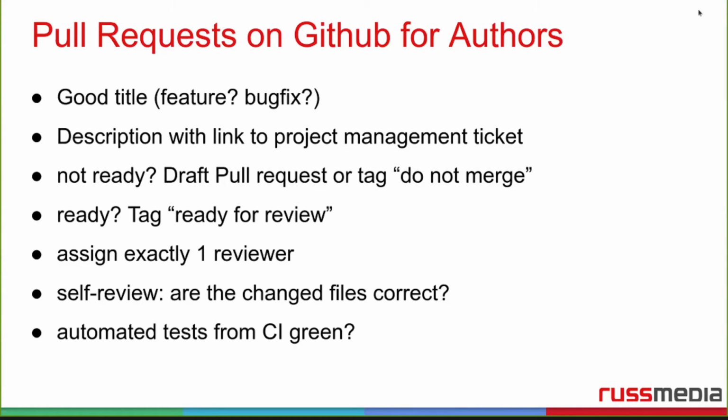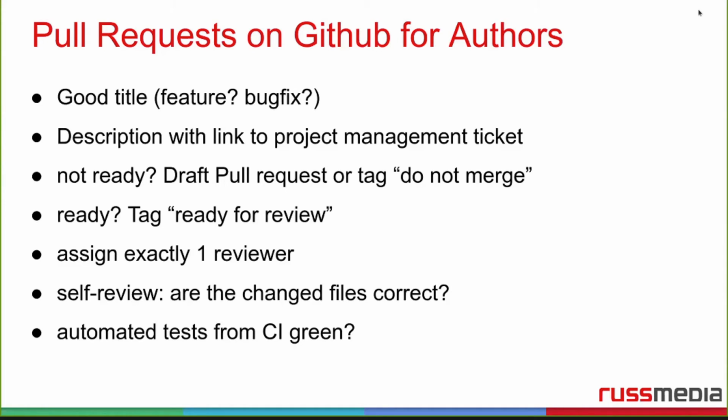And what we also try to do is assign exactly one reviewer. I think it is confusing if there are multiple reviewers assigned to a pull request, because then it's not clear who will look at it first, or whether they are looking at it at the same time. There might be a human race condition where two reviewers are pointing out the same problems in the code. So I'm a big fan of having exactly one reviewer assigned, then it's completely clear who should look at it next.